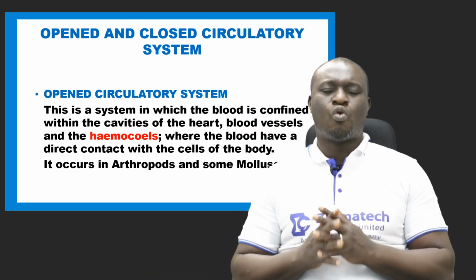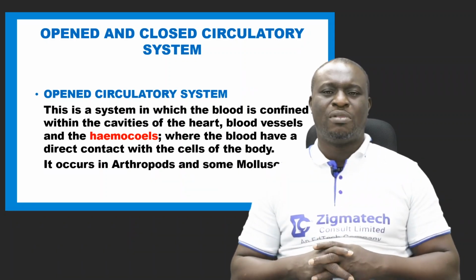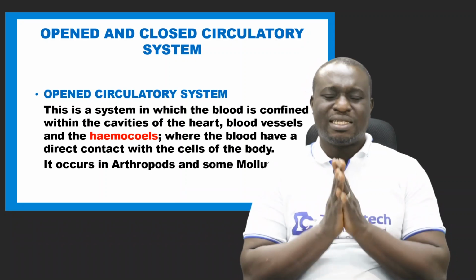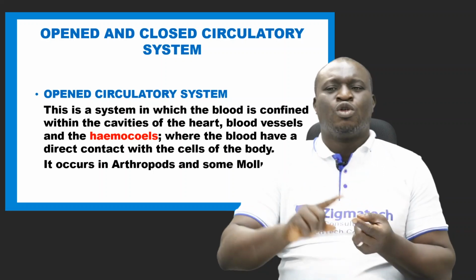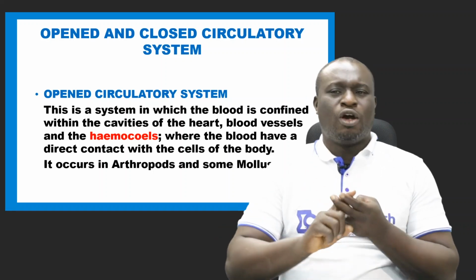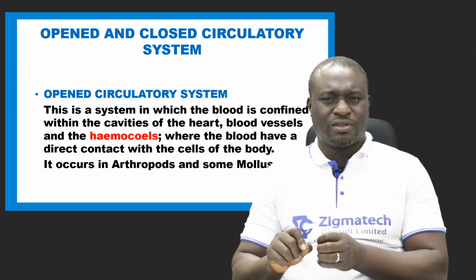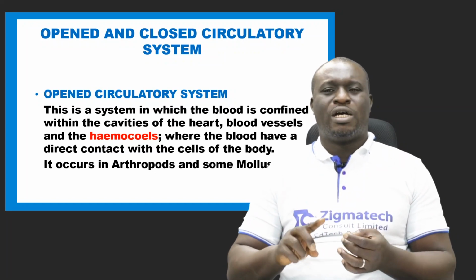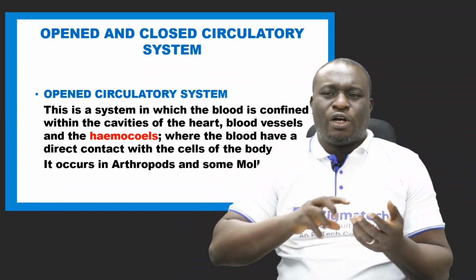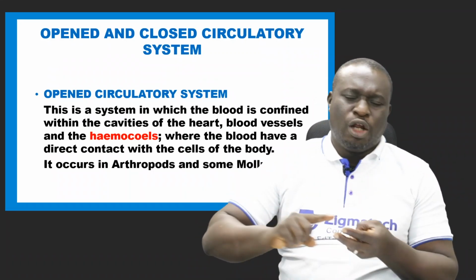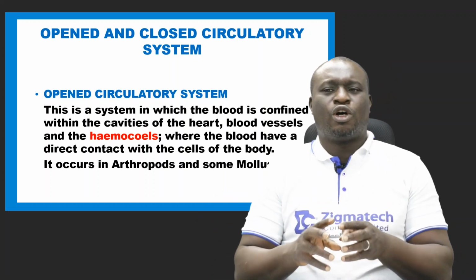Now, let's take a look at what is open circulatory system. What is open circulatory system? Now, open circulatory system is a system in which the blood is confined within the cavities of the heart, please take note, blood vessels and an empty space which is called the haemocoel. So the interaction or the flow or the movement of the blood is between the heart, the blood vessels, and the what? An empty space. I said it's an empty space which is called the haemocoel.